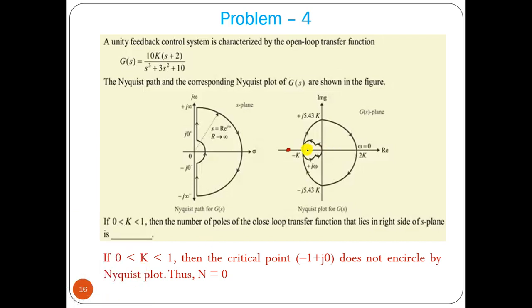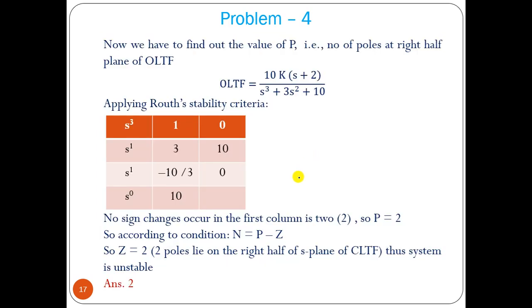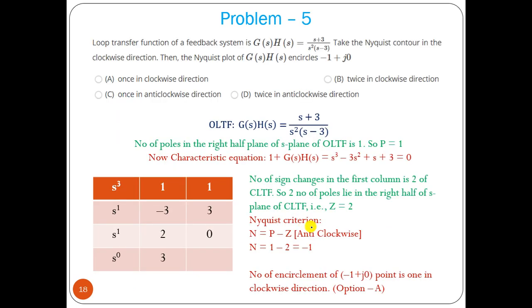If we put another point, minus 1, here inside the plot and draw a line, this is your anti-clockwise direction and this is your clockwise. This is anti-clockwise, this is clockwise. So n equal to 0 once again, and your p equal to 2. So again the system will be unstable, and the number of poles on the right half of the S plane should be 2.